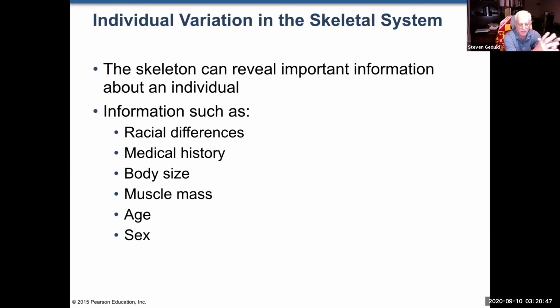Body size: if the skeleton's big, the person was big. If the skeleton's small, the person was small. Muscle mass tends to go along with it. Age is very hard to determine, especially as you get into the older ages. It's easy with younger people because you can look at teeth and other aspects. And sex: if you have that pubic angle, you can determine sex.